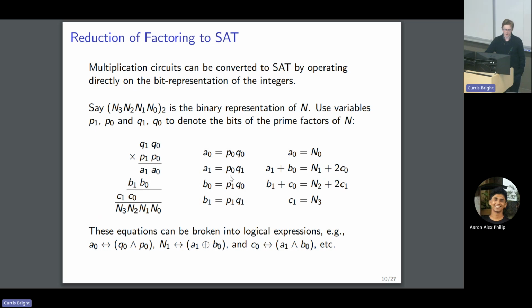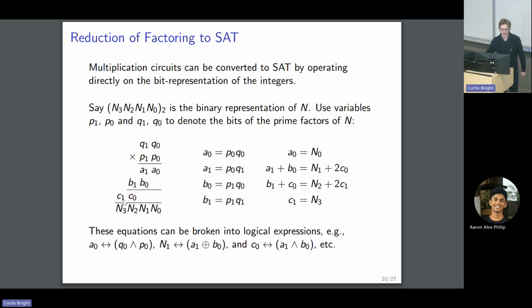Except the SAT solver only takes logical expressions, but these equations can easily be converted into logic. As an example, you have A0 here as a product of P0 and Q0, right? That's just how you define A0 in the multiplication. Well, what we could do is say if A0 is true, that means P0 is true and Q0 is true, right? Because 1 times 1 is 1. Whereas if A0 is false, then either P0 is false or Q0 is false, right? Because 0 is equal to 0 times 0 or 1 times 0. And so you basically can come up with logical expressions which define all these equations. Then you take those expressions and give them to a SAT solver, right? Because a SAT solver takes as input logical expressions.